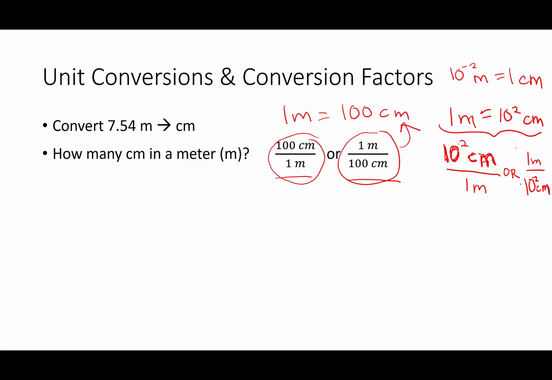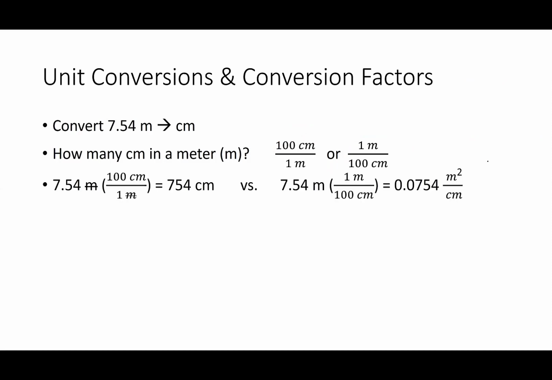So let's look at what that calculation looks like, and let's see what I'm talking about. Okay, so here we're going to convert 7.54 meters to centimeters, okay? Now let's say we don't know which one to use. If we use the first one, we end up with centimeters on the top and meters on the bottom, and our meters cancel out. As you can see here, meters cancel out. And when we multiply the top number, 7.54 times 100 gives us 754. And our units are left with centimeters, okay?